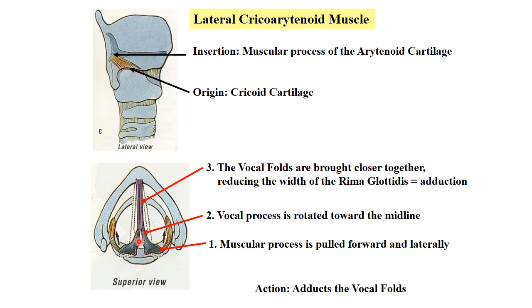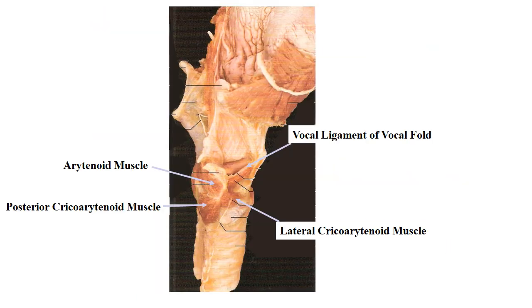Note here, it's important, it leaves a little space in back here, and we'll see why that's important in a little bit. A little space is left in here. That makes it different than the arytenoid muscle, which does not leave that space.